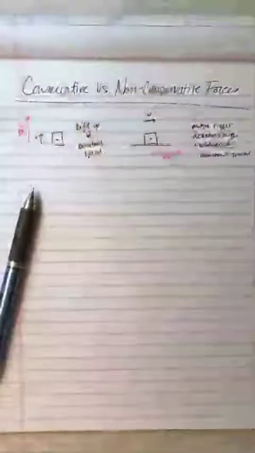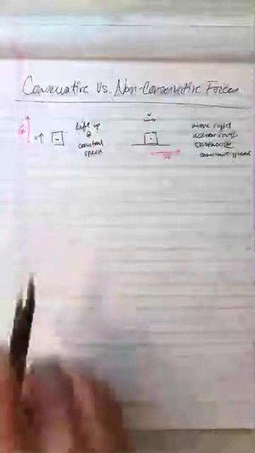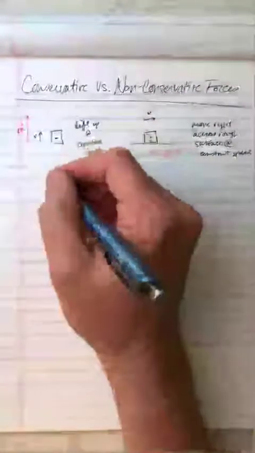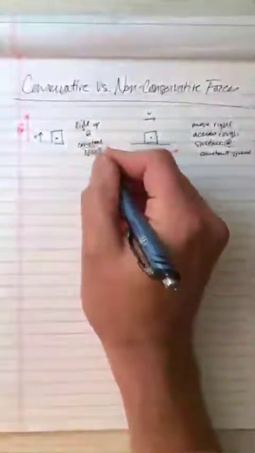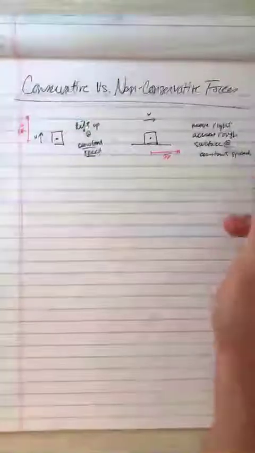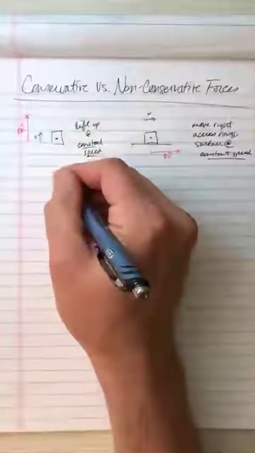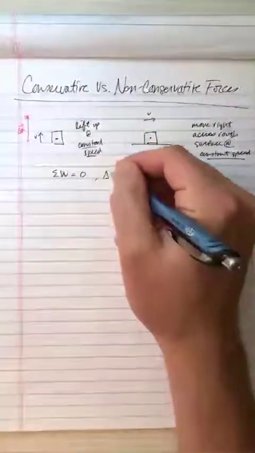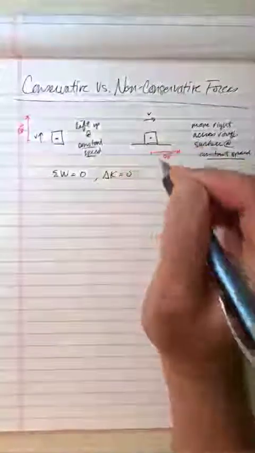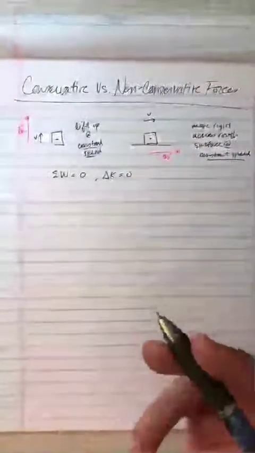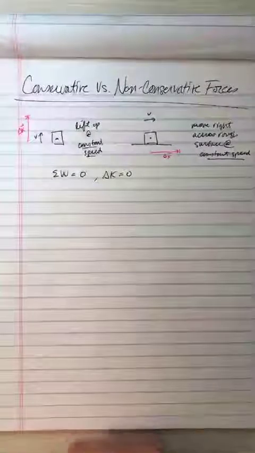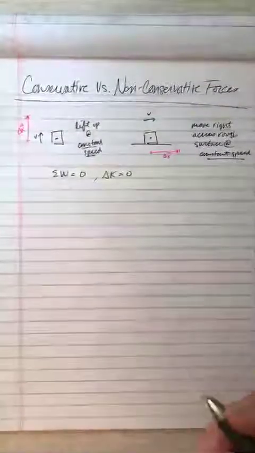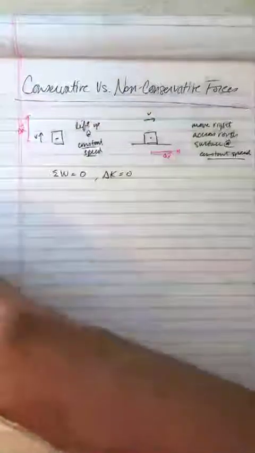So how are these two scenarios similar? Well, they're similar in that because of the fact that they're moving at a constant speed, there must be no net work going into the box itself. The delta K must be 0, because if it wasn't 0, then it would be speeding up or slowing down. So there must be no net work. But there are forces that are doing work in both situations.